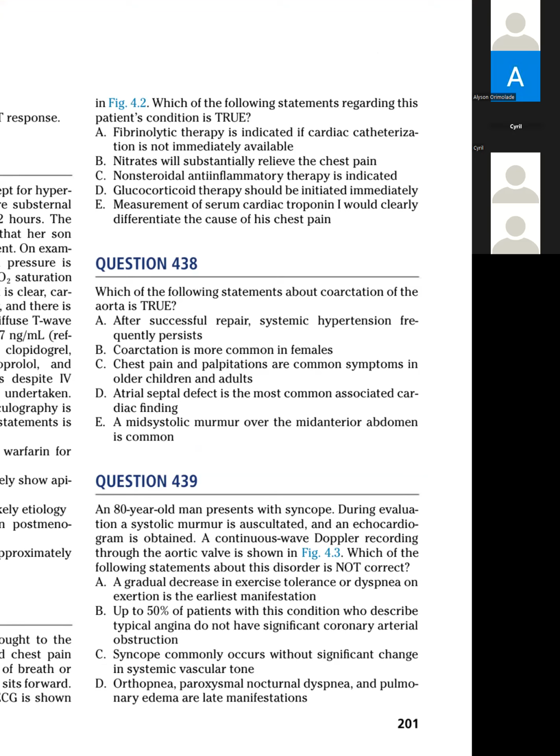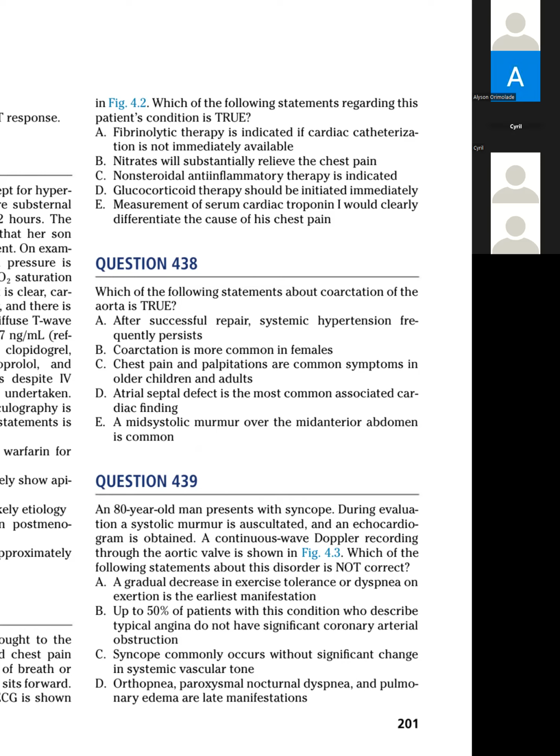Which of the following statements about coarctation of the aorta is true? A, after successful repair, systemic hypertension frequently persists. B, coarctation is more common in females. C, chest pain and palpitation are common symptoms in older children and adults. D, atrial septal defect is the most common associated cardiac finding. E, a mid-systolic murmur over the mid-anterior abdomen is common.